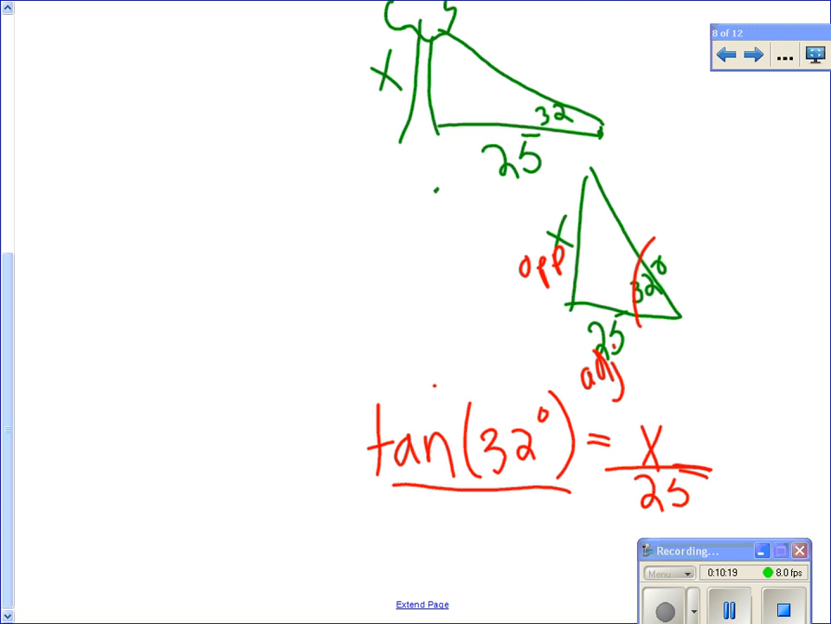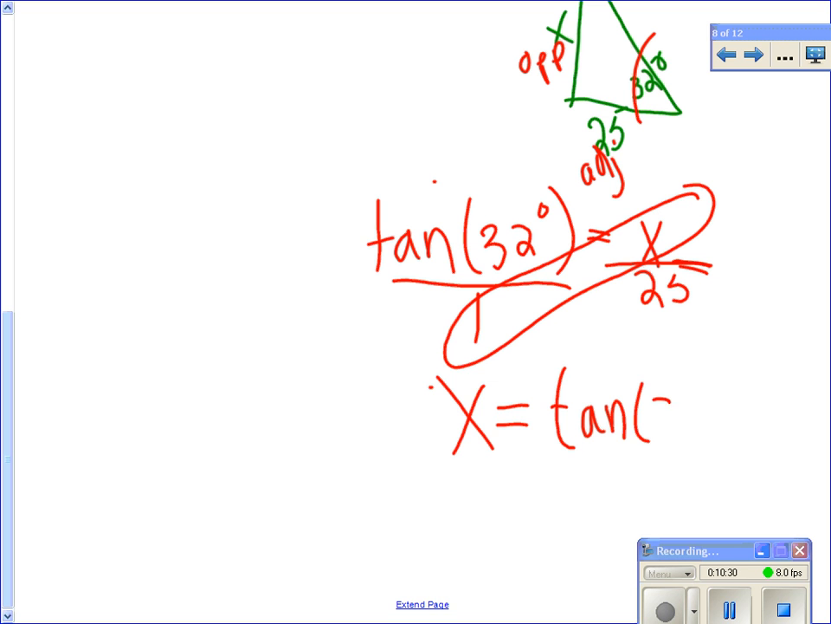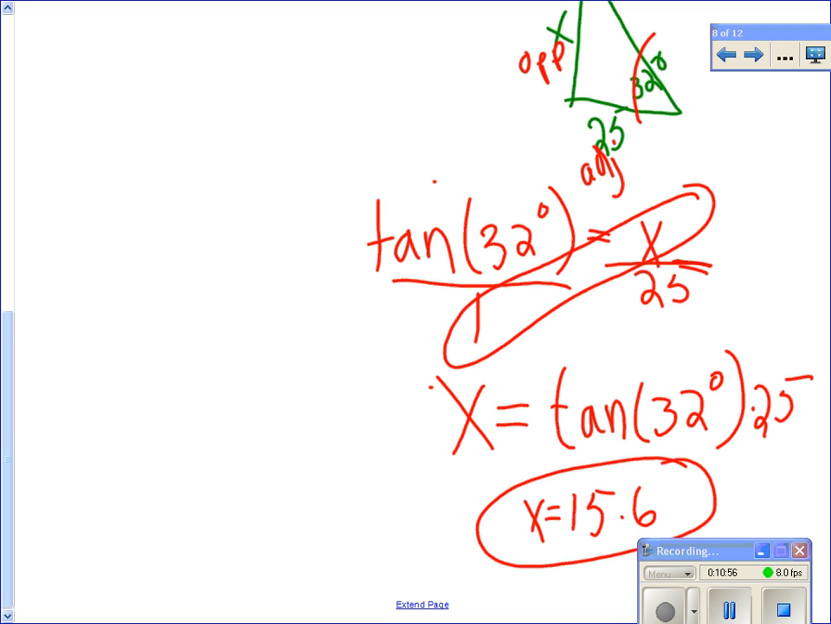Okay, we're going to put this over a 1 so we can cross multiply. So I'm going to multiply x by 1. So I'm going to get x is equal to the tan of 32 degrees times 25. And when I multiply that out, tan of 32 times 25, I get x is equal to 15.6. And that's it.